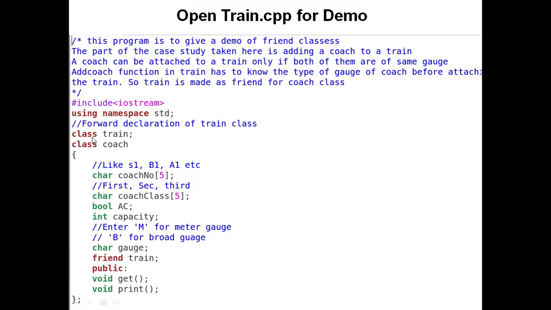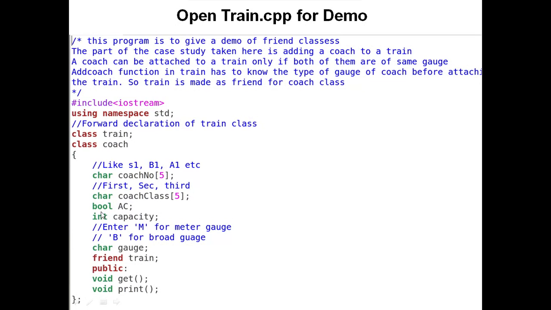You can just see that first of all we are saying there is a class train. This is a forward declaration to avoid compilation error, and then we are declaring the coach class, that is, the coach number. Here we will give values like S1, B1, A1 and so on. And then the class of the coach: we have first class, second class, third class, so we will give some value for the coach class.